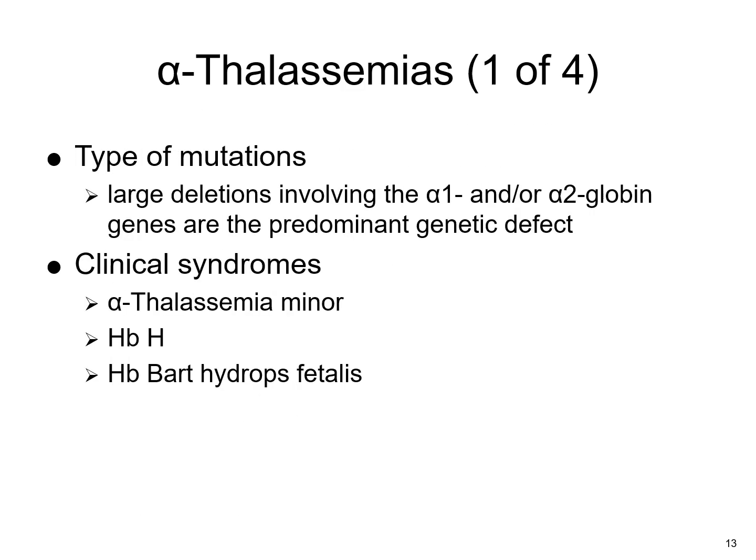So the most common genetic defect in alpha thalassemia are large deletions that involve one or both of the alpha globin genes. These deletions reduce or completely eliminate the production of alpha globin chains, leading to various clinical syndromes depending on how many alpha globin chains are affected.